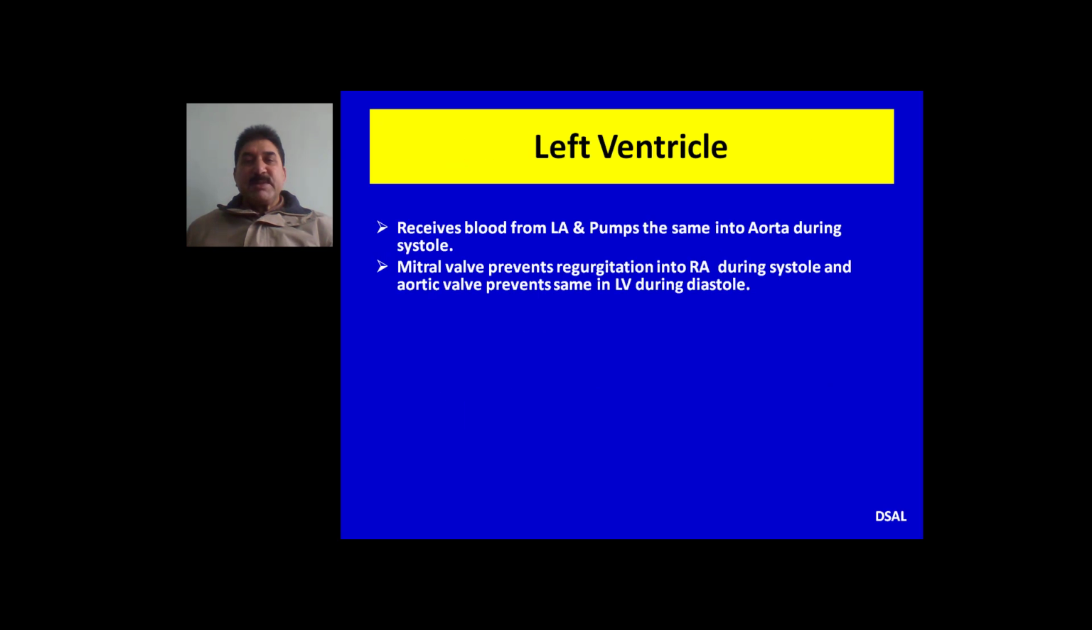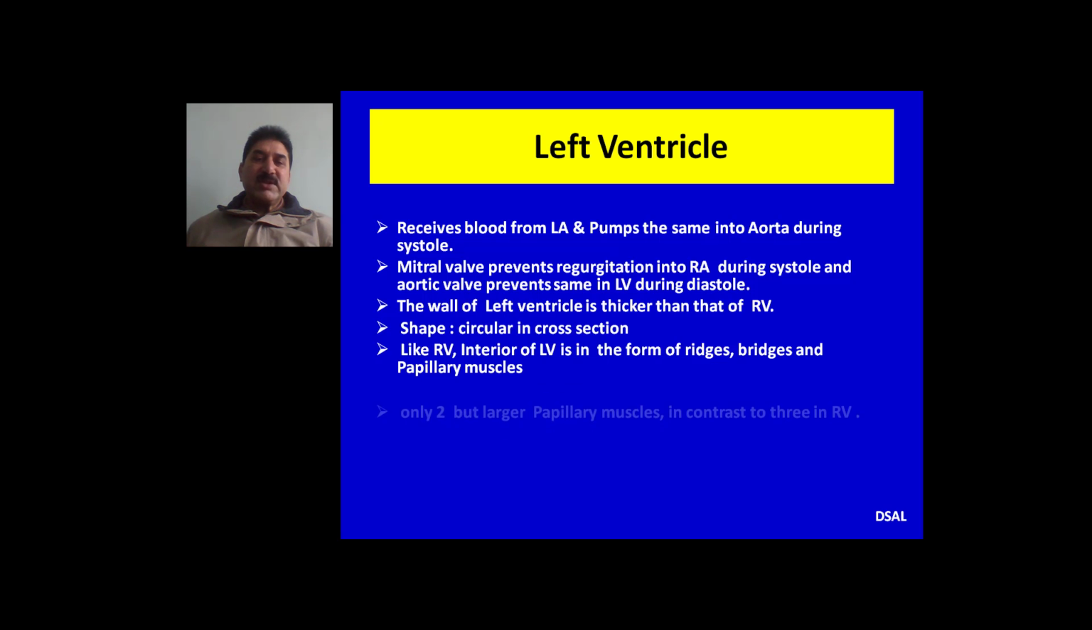Left ventricle receives blood from left atrium and pumps the same into aorta during systole. Mitral valve prevents regurgitation into the atrium during systole, and aortic valve prevents the same into left ventricle during diastole. The wall of the left ventricle is thicker than that of the right ventricle. Shape of the left ventricle is circular in cross section.